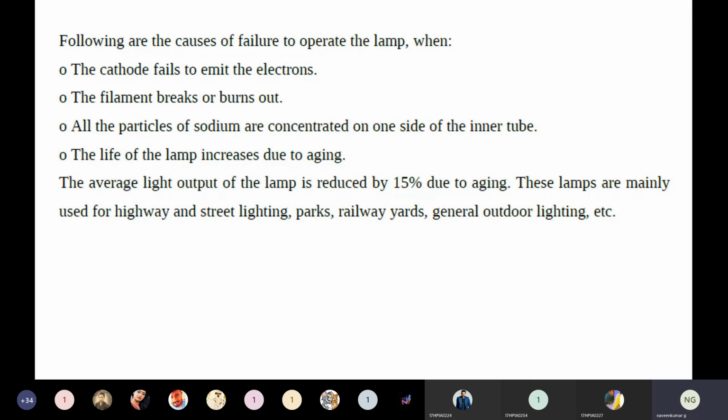The first one: the cathode fails to emit electrons. The cathode is not properly coated. If it is not properly excited, it will not emit electrons. In that case, the lamp fails. Next, when the filament breaks or burns out, and all particles of sodium are concentrated on one side of the inner tube.